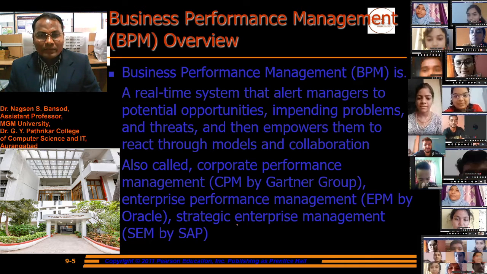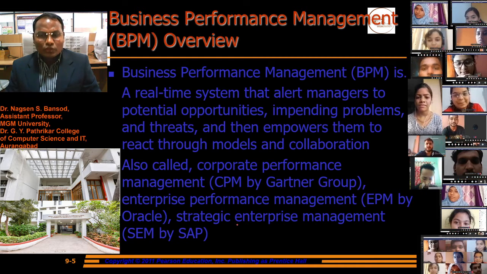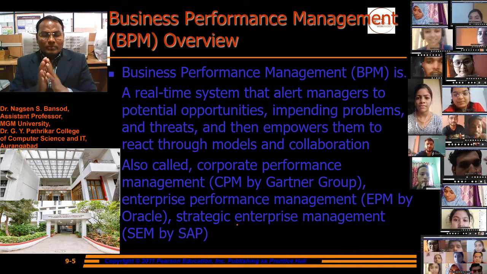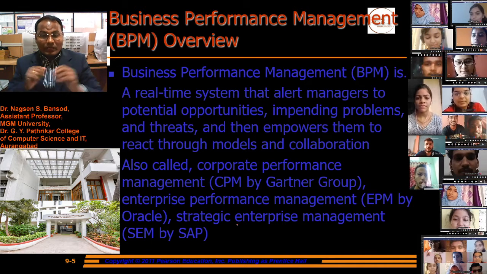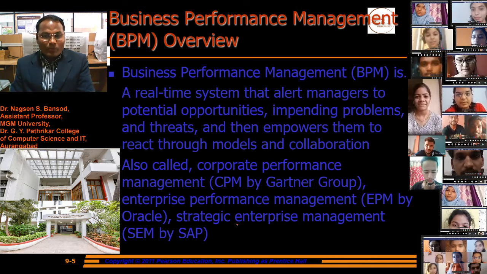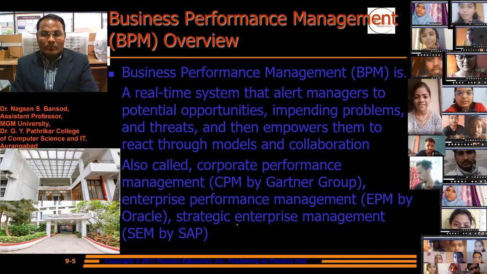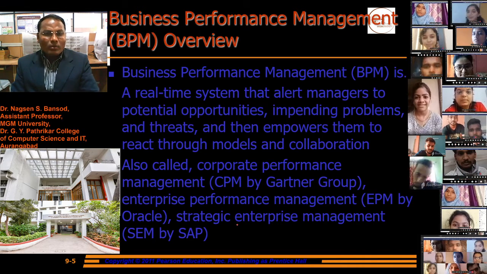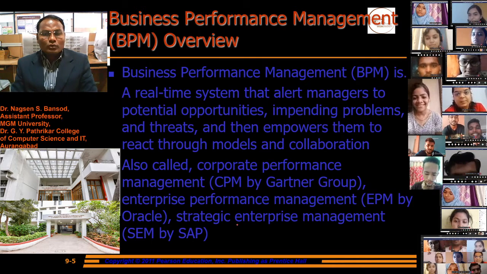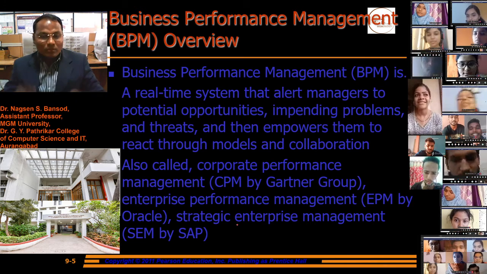We will provide support through the computer, through the decision support system, to the manager, so that the manager can implement the opportunities and solve the problems. He gets the potential to do the business properly, to increase the performance of the business and address impending problems and threats, and then empowers them to react through the models and the collaboration with the persons, with the business, with the computers.